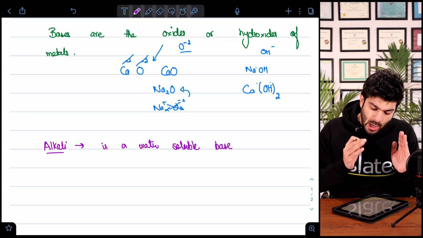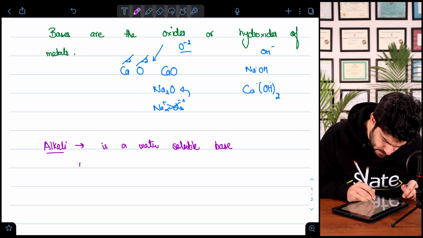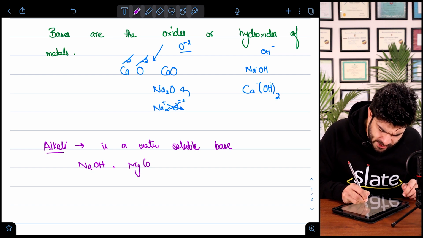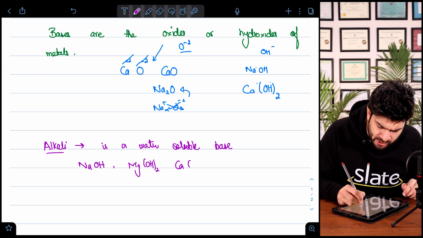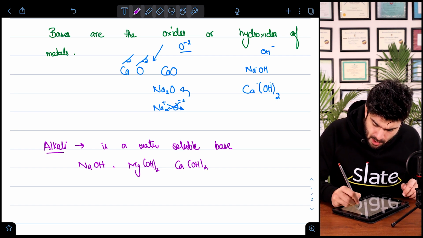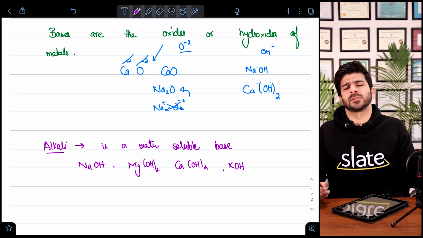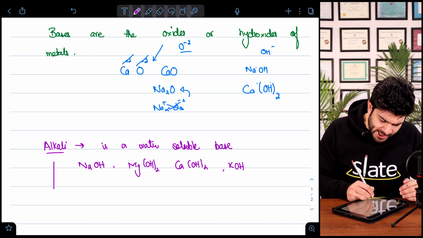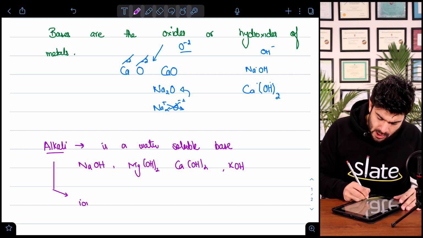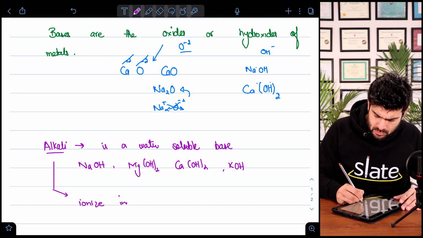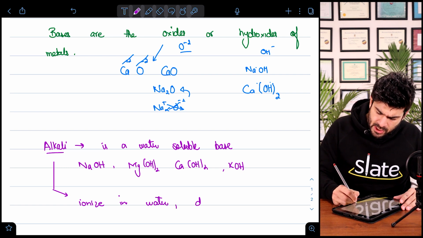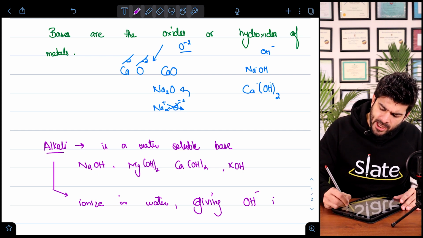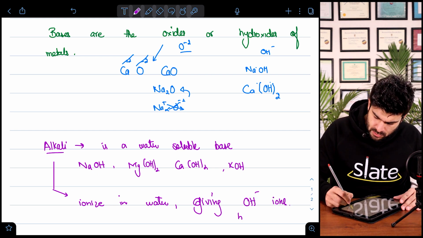Now, which ones are those? For example, sodium hydroxide, magnesium hydroxide, calcium hydroxide, mainly group 1 and group 2, potassium hydroxide. These are water-soluble bases. So when you put them in water, what do they do? Alkalis, just like acids, ionize in water, giving hydroxide ions, OH- ions.